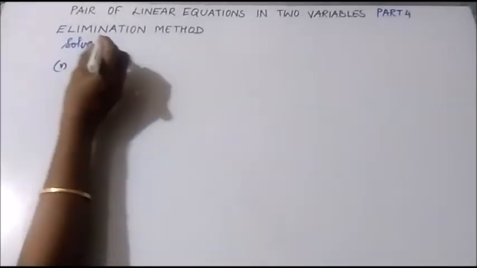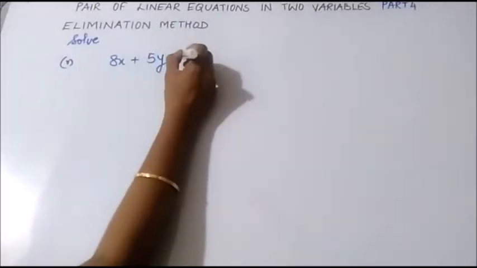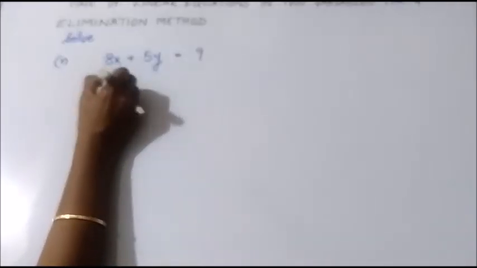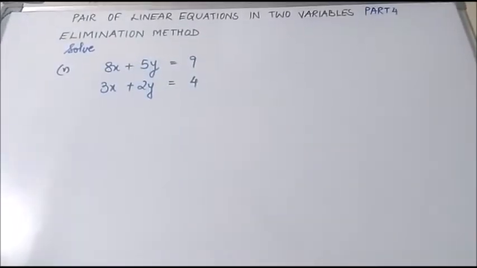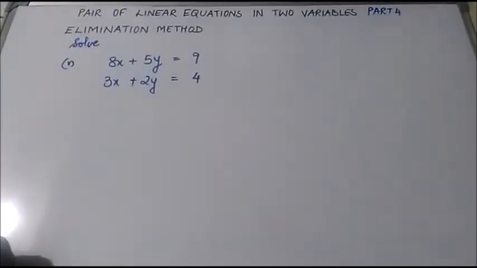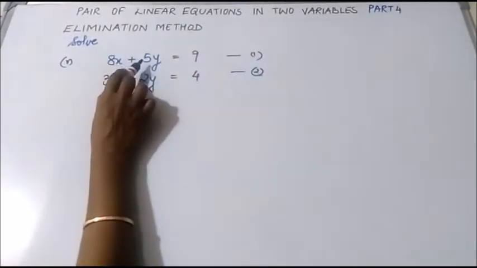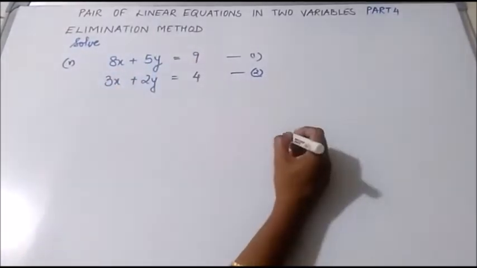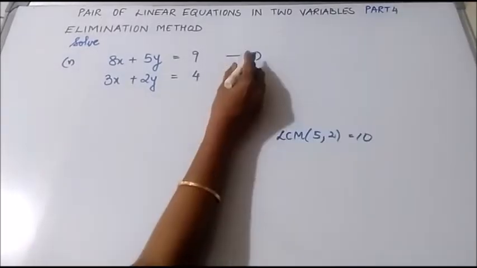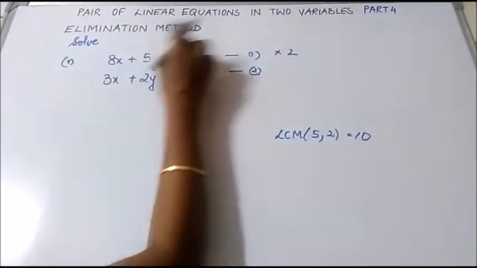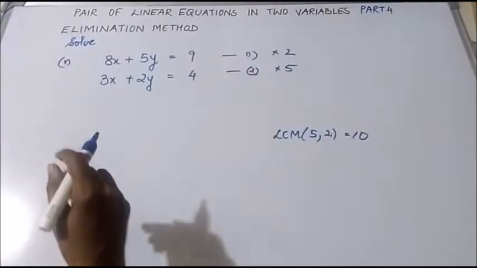Now the fifth question, 8x plus 5y is equal to 9 and 3x plus 2y is equal to 4. Here I will make the coefficient of y equal because I find that easier. First equation and second equation. Now we have got here coefficient of y is 5 and here 2. LCM of 5 and 2 is equal to 10. So the first equation should be multiplied by 2. 5 into 2 is 10. And the second equation should be multiplied by 5 because 2 into 5 is 10.